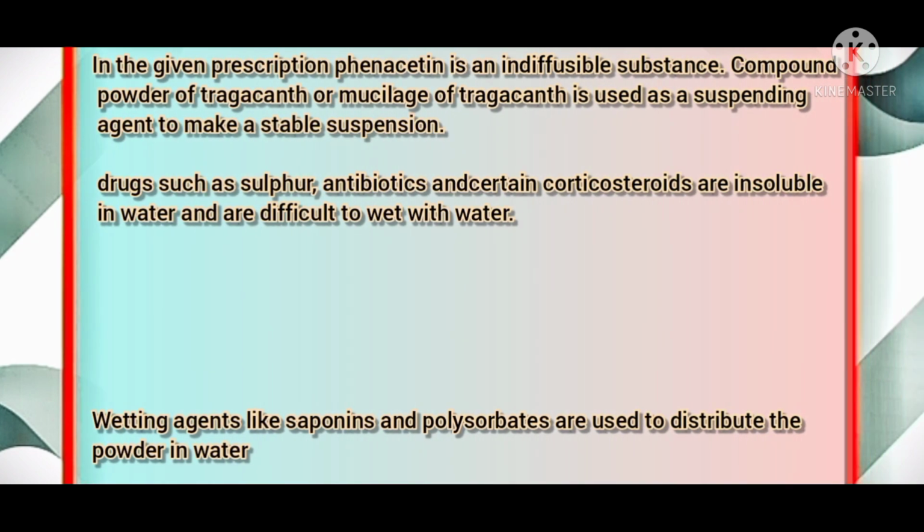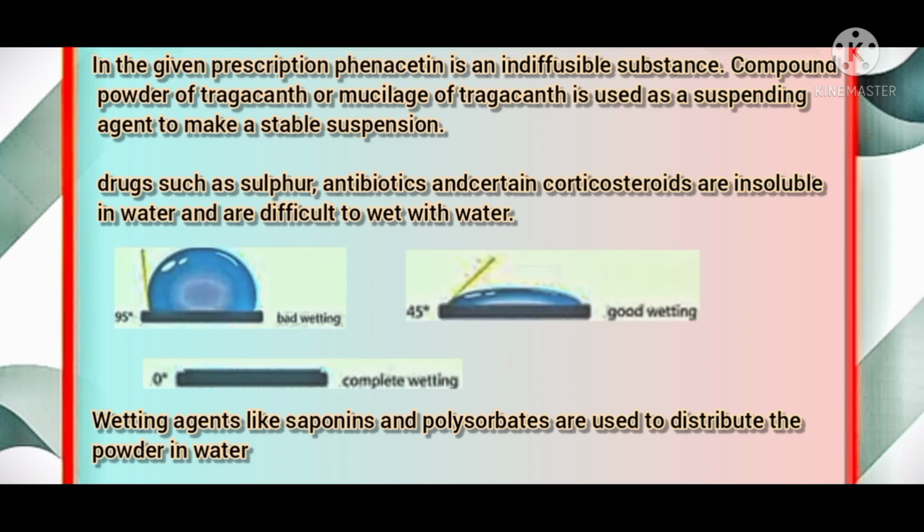In the prescription shown before, the indivisible substance is phenacetin. Therefore, a suspending agent like compound powder of tragacanth and mucilage of tragacanth is used. Some drugs are insoluble in water, like sulfur and antibiotics. Therefore, saponins and polysorbate are used. In the images you can see 95 degrees shows bad wetting, 45 degrees shows good wetting, 0 degrees shows complete wetting. So as the angle increases, the wetting property decreases.